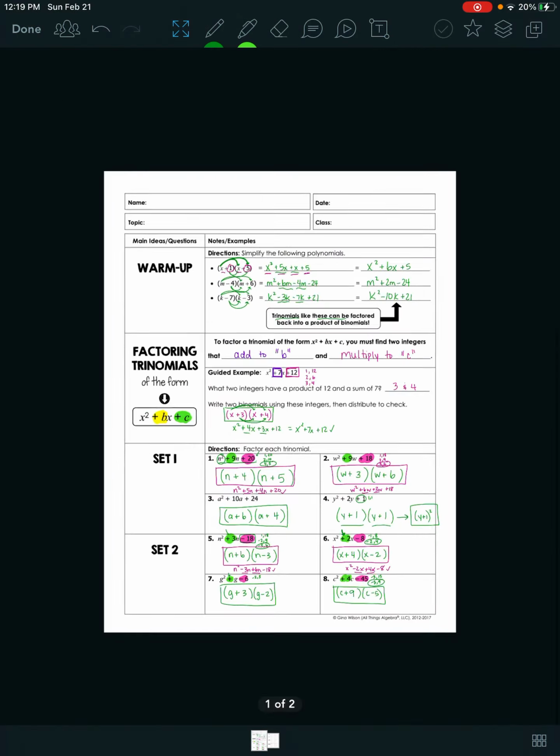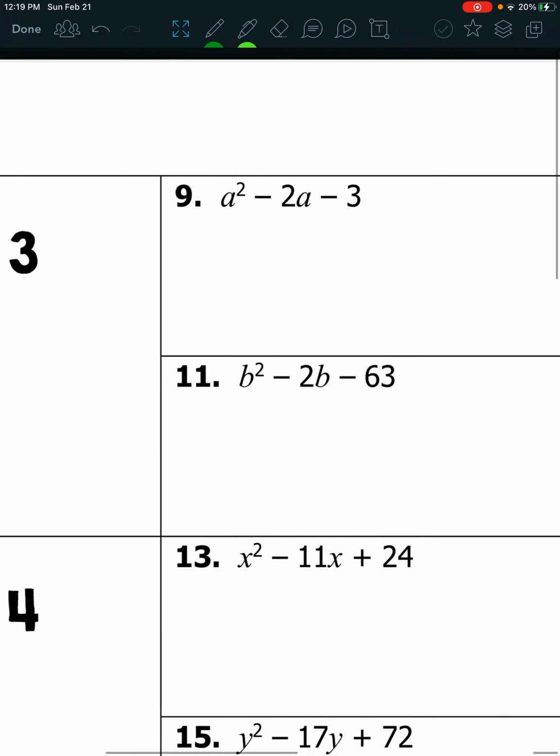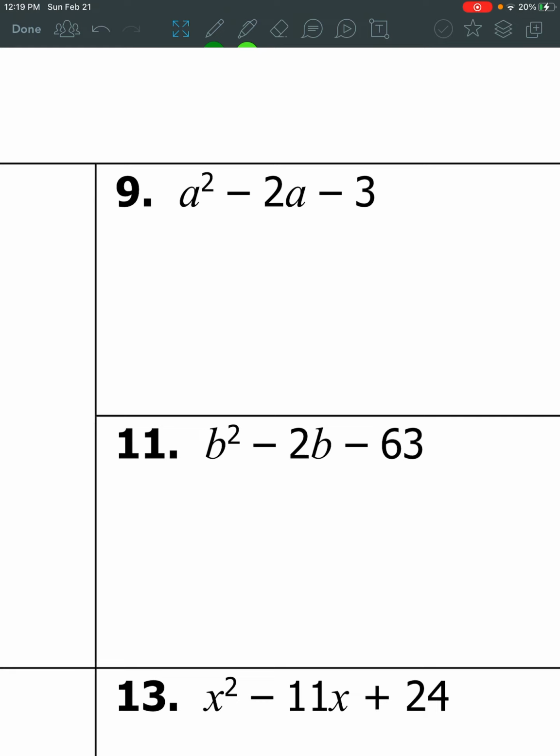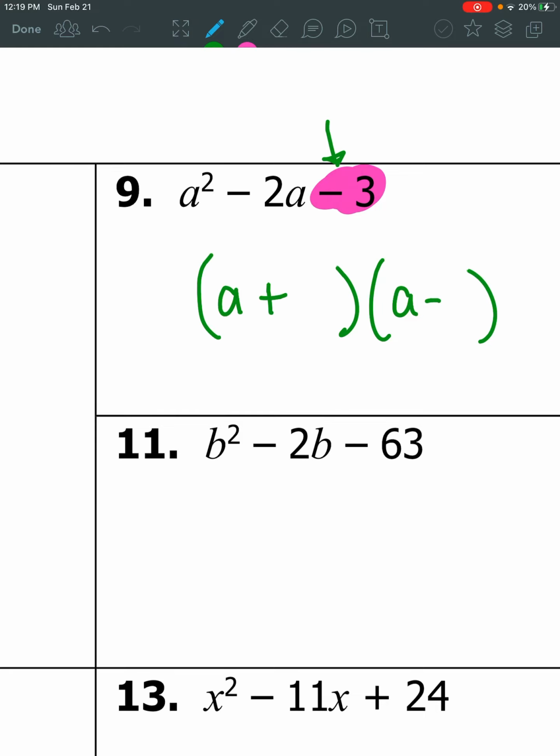So the next set, again, look at the signs in between. We have all minuses. So similar to the last set, we know that one of the binomials has to be minus. So we're going to start it out, a times a. We know one of them has to be minus and one of them has to be positive because that's the only way we're going to get a negative 3 in the end. So one's a plus, one's a minus. But in this case, what they have to add to is going to be a negative term.